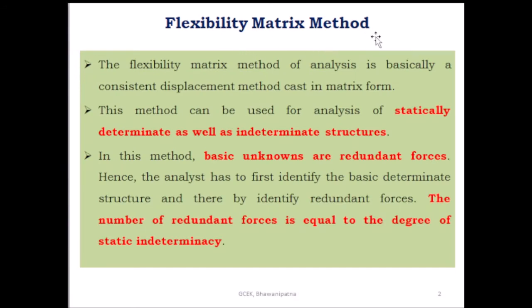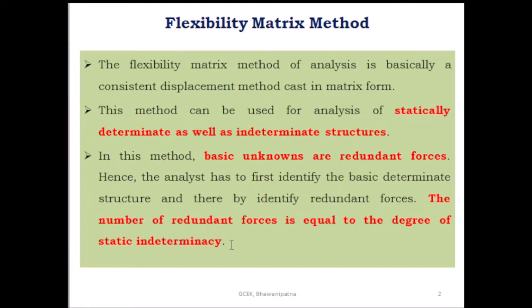Then what is the flexibility matrix method? The flexibility matrix method of analysis is basically a consistent displacement method cast in matrix form. This method can be used for the analysis of statically determinate as well as indeterminate structures. In this method, the basic unknowns are redundant forces. Hence, the analyst has to first identify the basic determinate structure and thereby identify the redundant forces. The number of redundant forces is equal to the degree of static indeterminacy.